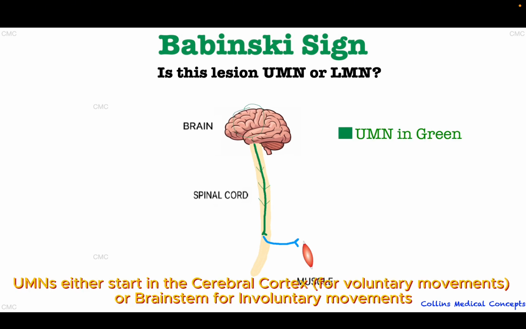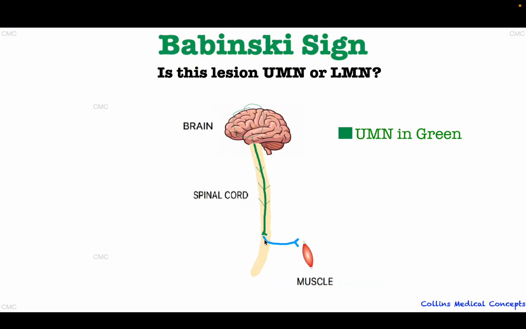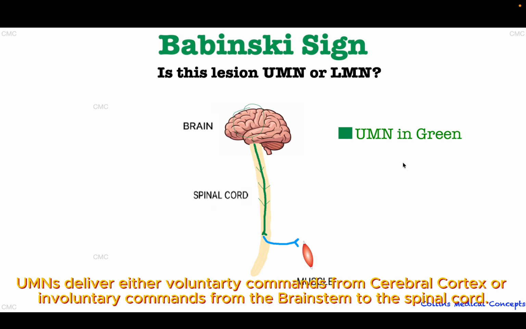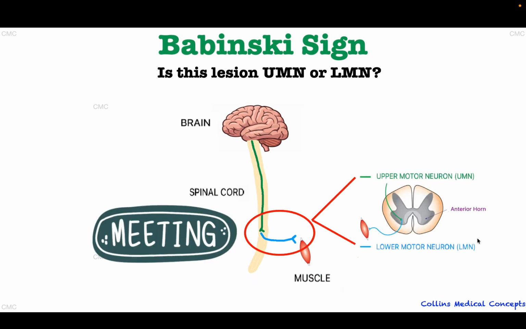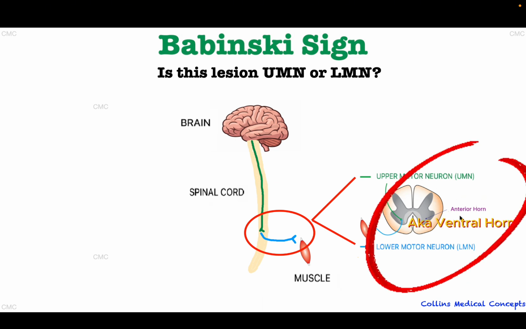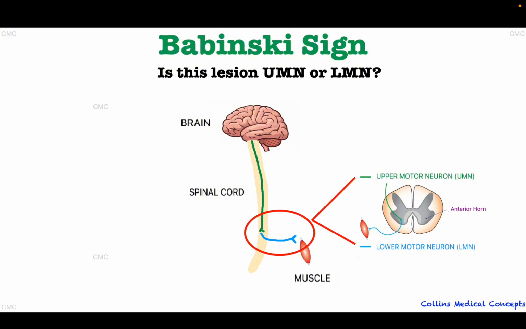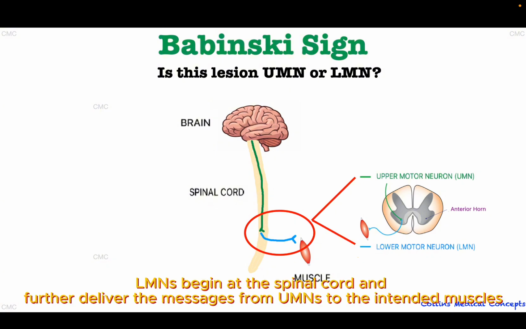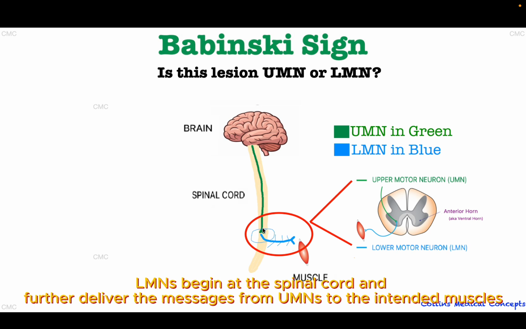Upper motor neurons start in the brain's cerebral cortex or brainstem and travel down to the spinal cord. Here in the diagram, the upper motor neurons are represented in green. The job of the upper motor neurons is to deliver the commands from the brain or the brainstem to the lower motor neurons. And to be able to do this, they meet up at the spinal cord, and in particular at a region of the spinal cord called the anterior horn or the ventral horn. Upper motor neurons end here, and lower motor neurons begin at the anterior horn and travel from the spinal cord directly to the muscles as the receiving end.